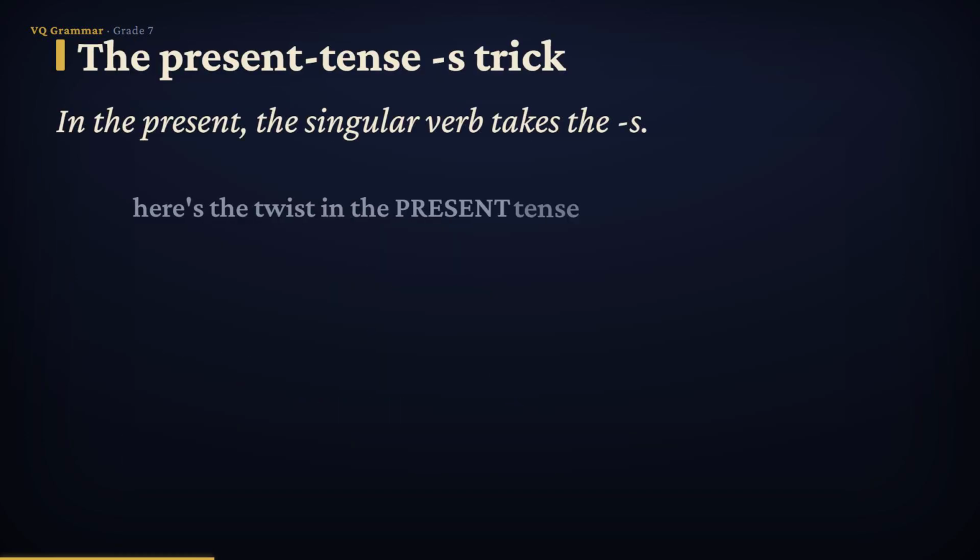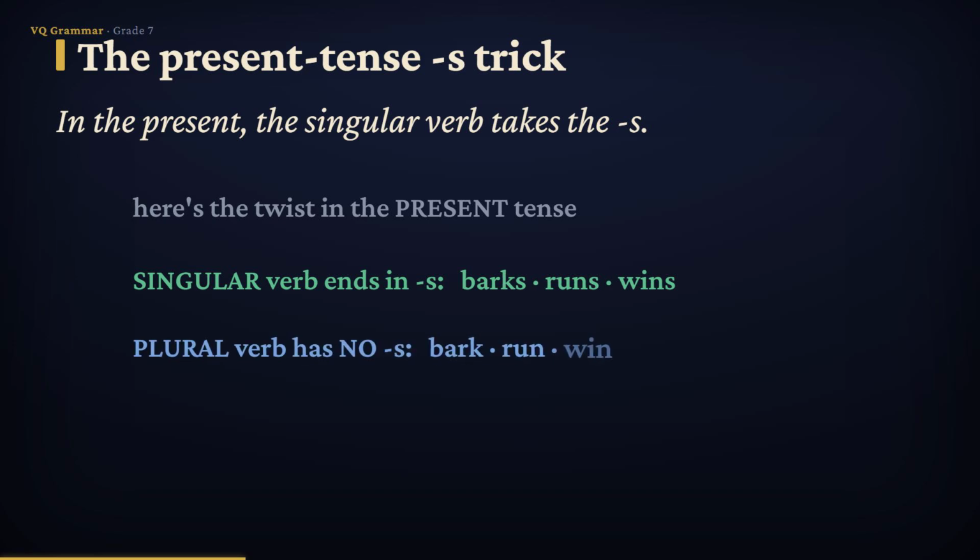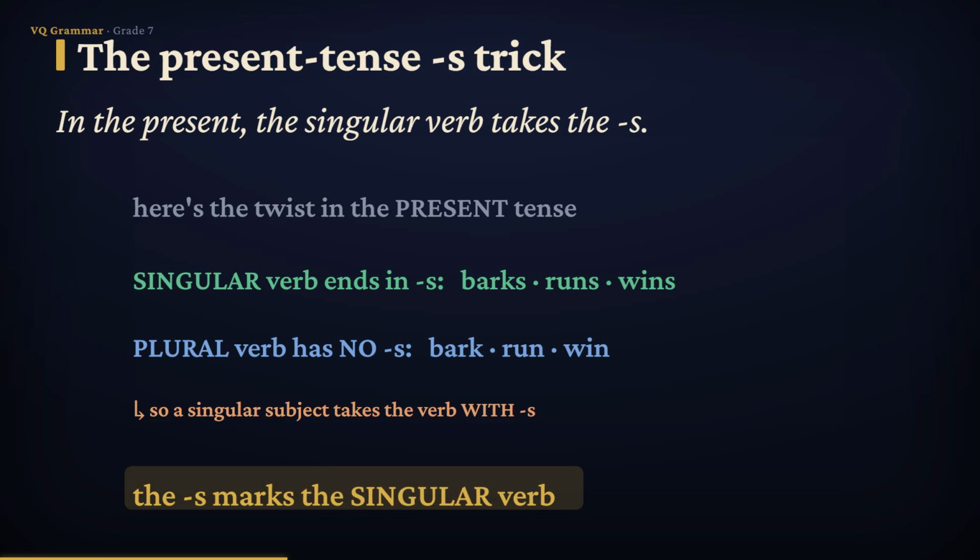Now, here's the twist that trips people up, and it only happens in the present tense. In the present tense, the singular verb is the one that ends in S. Barks, runs, wins. The plural verb, on the other hand, has no S. Bark, run, win. Read that again because it feels backwards. So a singular subject takes the verb with S. If you remember one thing today, remember that the S marks the singular verb.